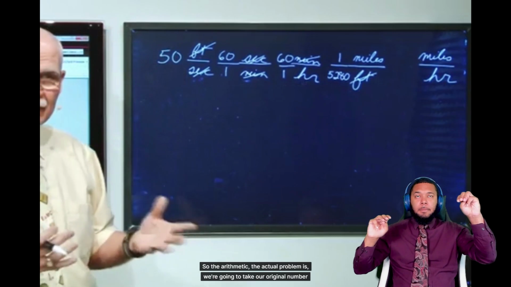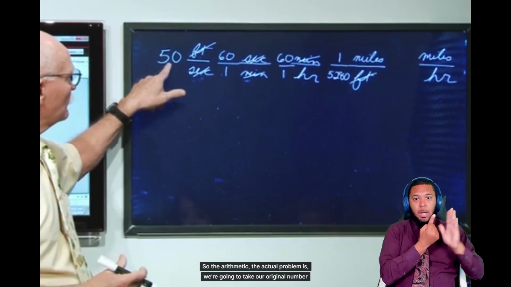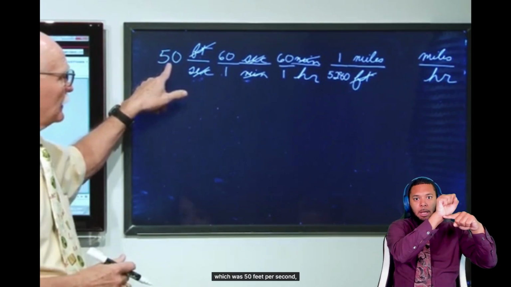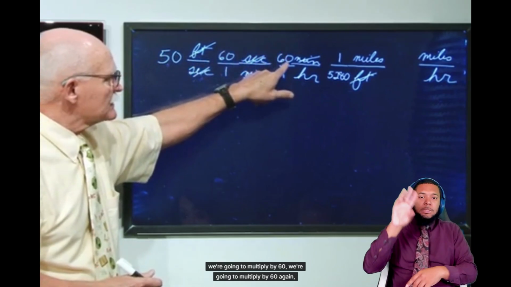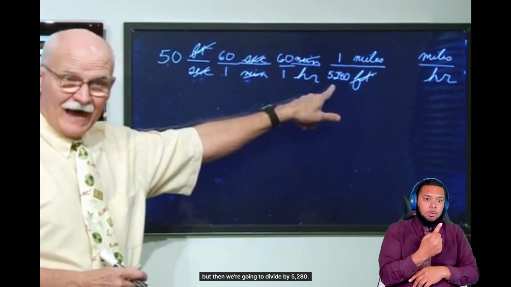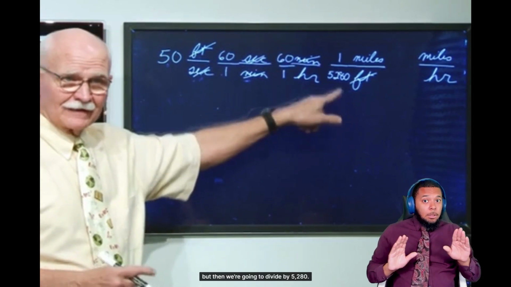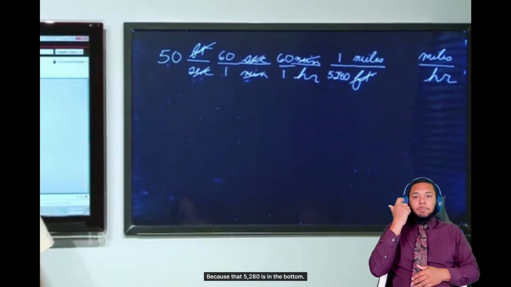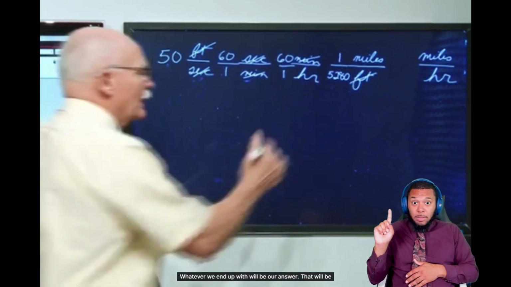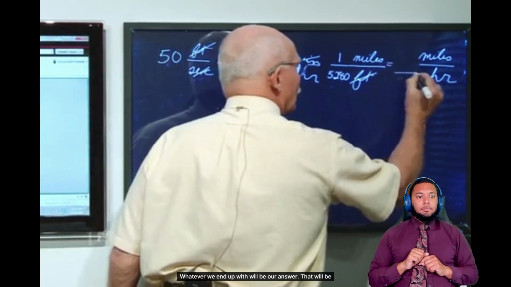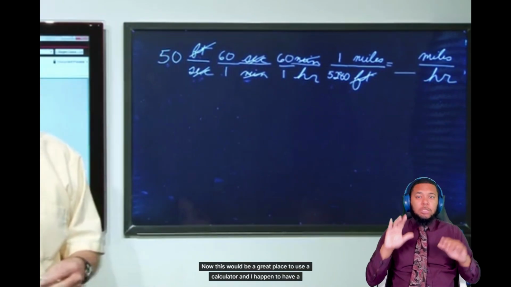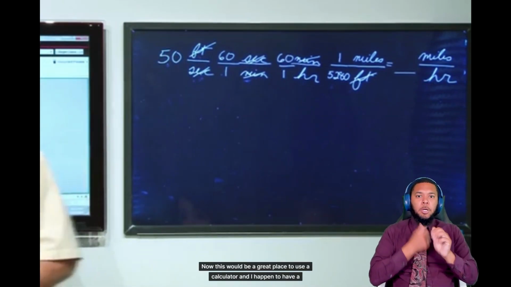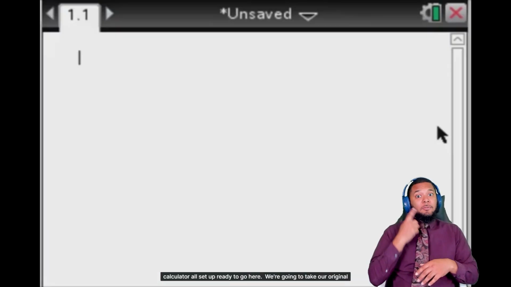So the arithmetic, the actual problem, is we're going to take our original number, which was 50 feet per second. We're going to multiply by 60. We're going to multiply by 60 again. But then we're going to divide by 5,280 because that 5,280 is in the bottom. And whatever we end up with, that will be our answer. That'll be miles per hour. Now this would be a great place to use a calculator. And I happen to have a calculator all set up ready to go here.